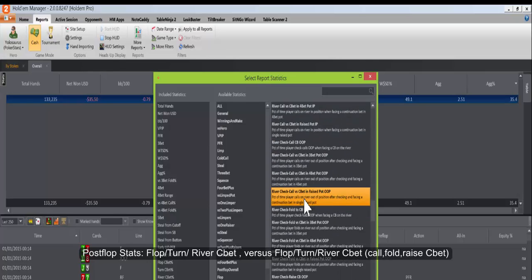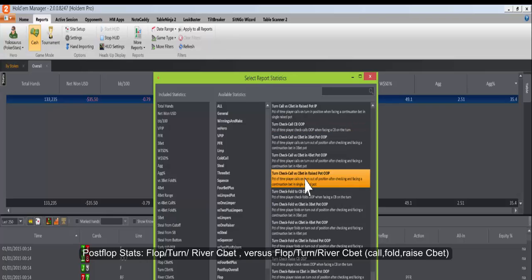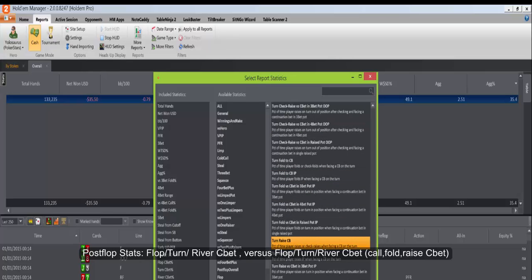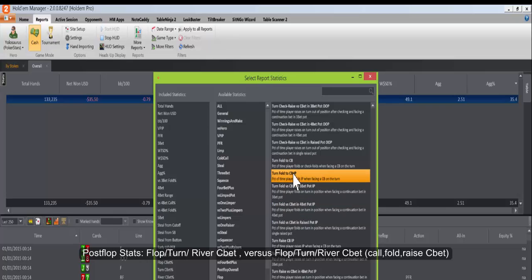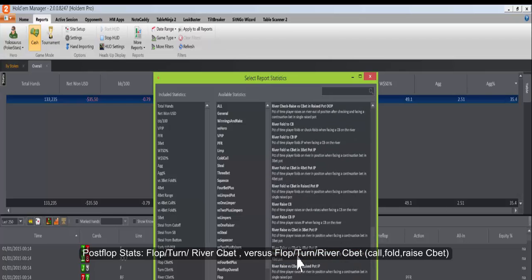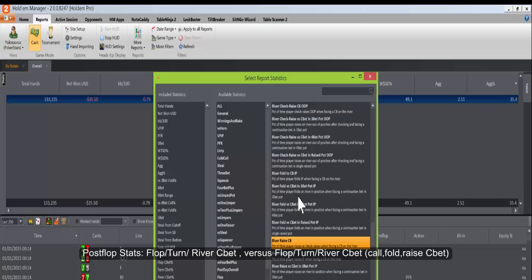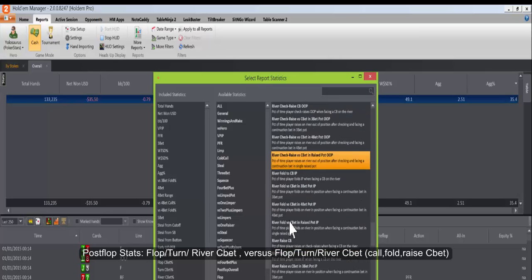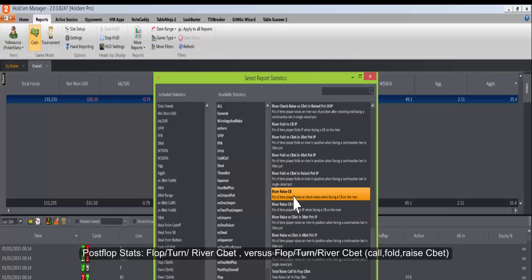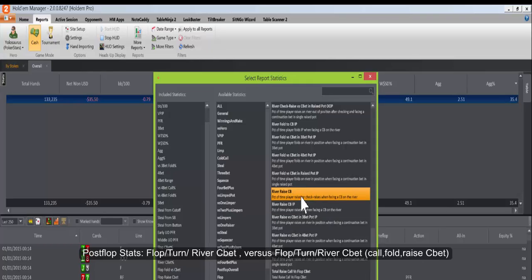Flop call versus c-bet. And then turn call c-bet, turn raise versus c-bet, and turn fold to c-bet. And of course you add the same thing for the river. River fold to c-bet. Okay, I guess river call, river raise, those stats tend to have really low sample size, so it might not be that important. I'll just add it in anyway.